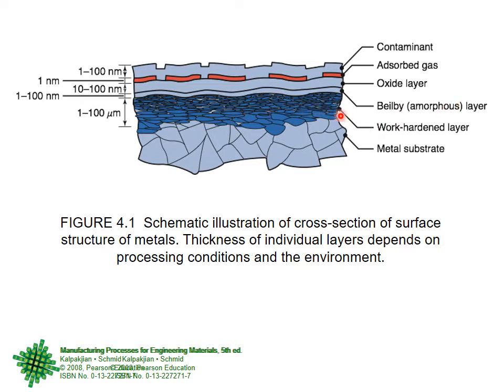Then this work hardened layer. You see, whenever we produce something, we are using some manufacturing technique. There is machining being done, so some work is performed on the part. There is some forging being done, hammering and so on, on the part. So whatever manufacturing technique we are using, some sort of work is being done on the material.